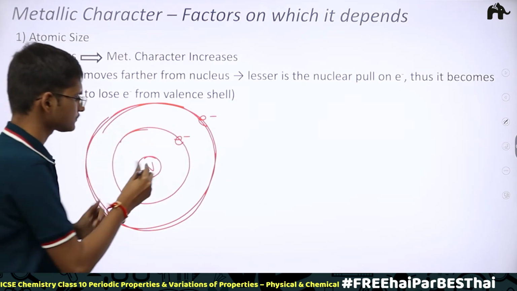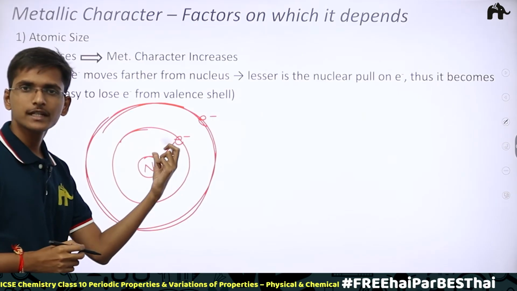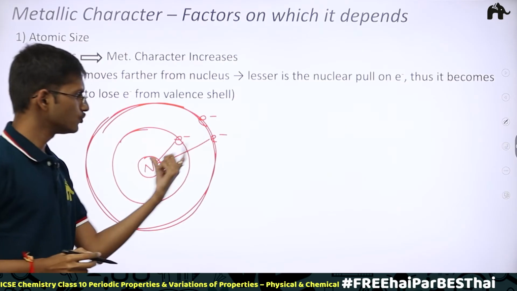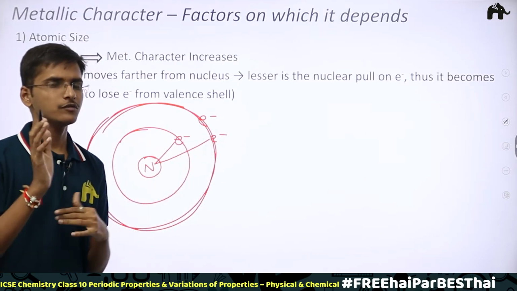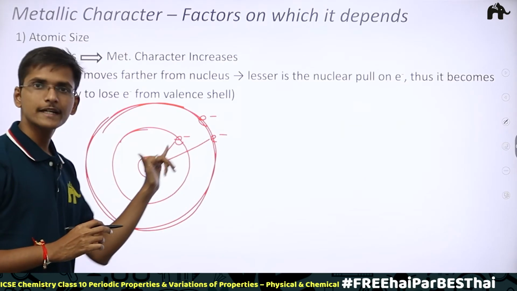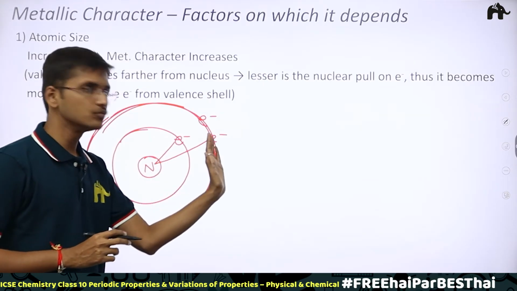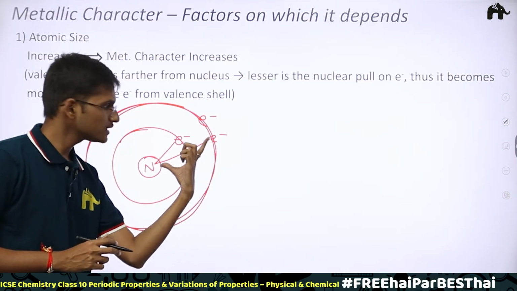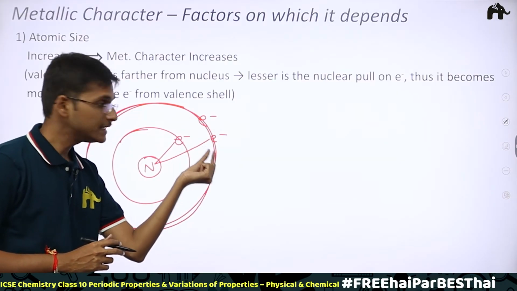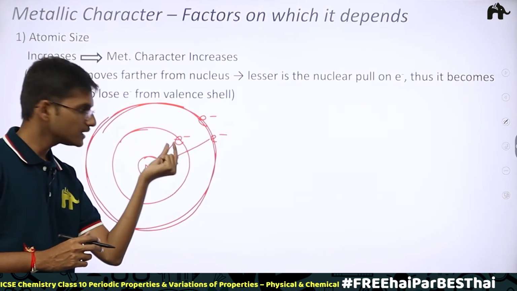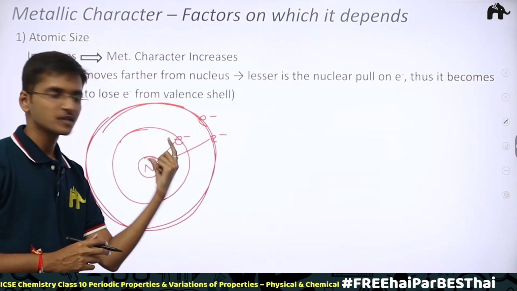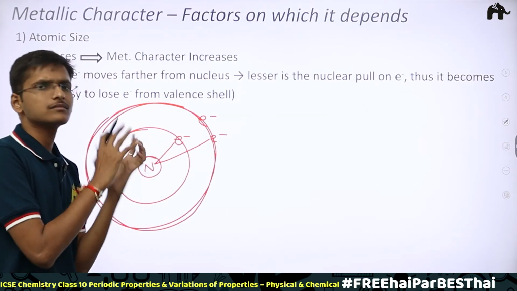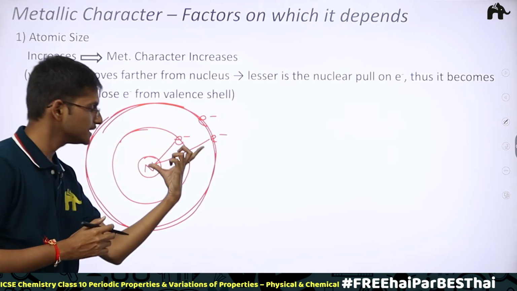Now, what is happening? See, here in this case, the nucleus is pulling the electron. There is a nuclear pull on the electron. In this case as well, the nucleus is pulling the electron. But can you make out? Here the distance between the nucleus and the electron is less. Here the electron is moving farther from the nucleus. So in this case, the nuclear pull which this electron would experience would be less as compared to the other case, where the nuclear pull would be more.